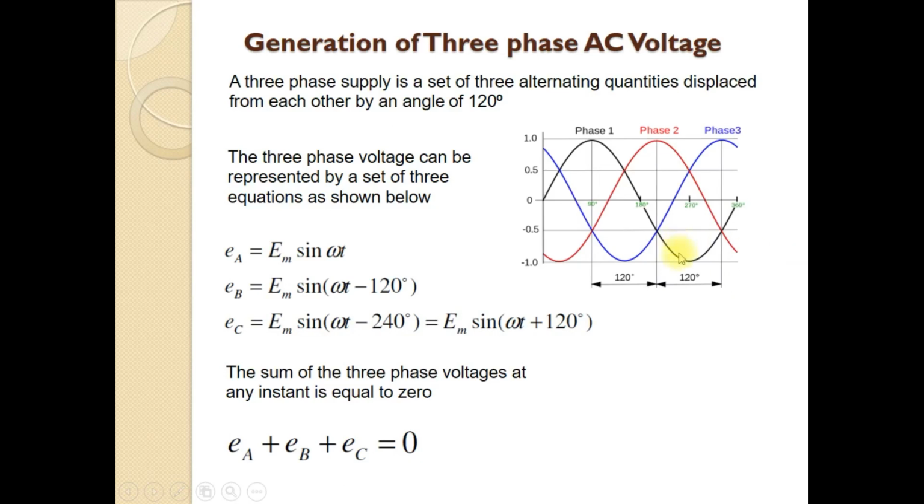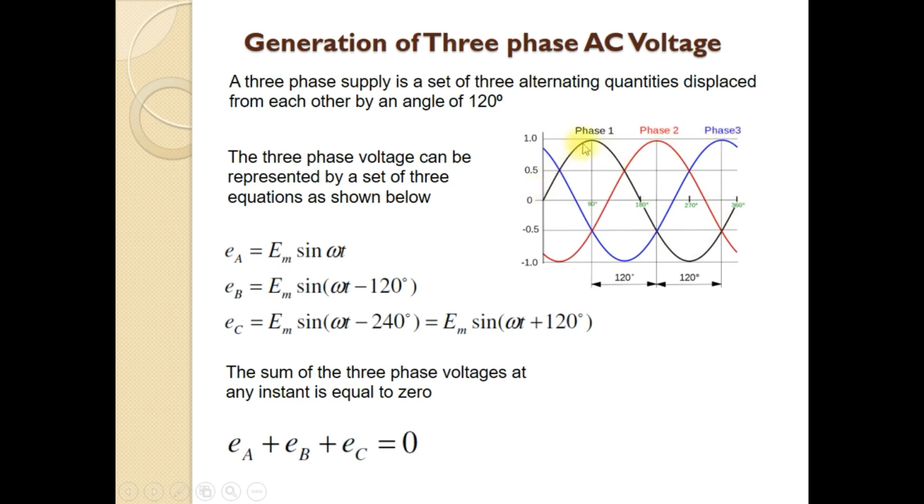Good morning all. In this session, the generation of three-phase AC voltage is discussed. A three-phase supply is a set of three alternating quantities displaced from each other by an angle of 120 degrees. Here you can see three sinusoidal waveforms are shown: phase 1, phase 2 and phase 3.